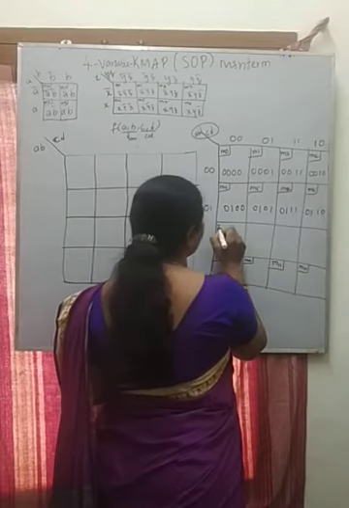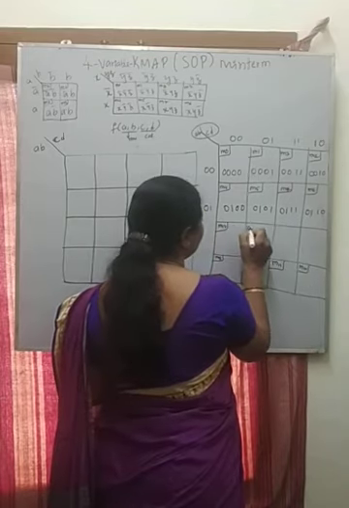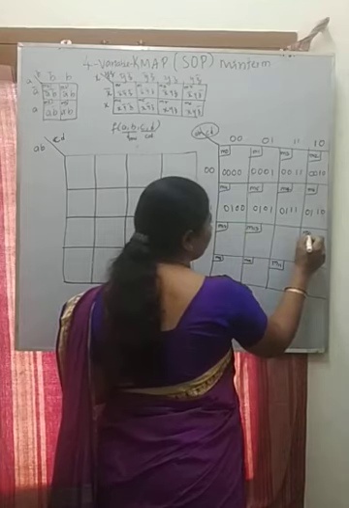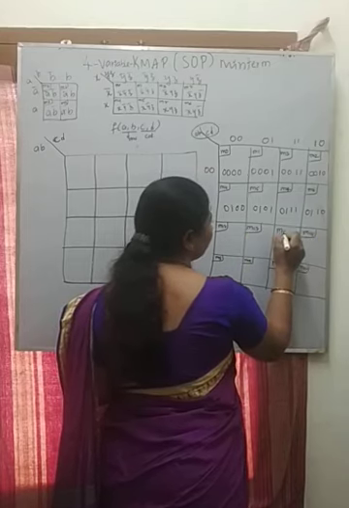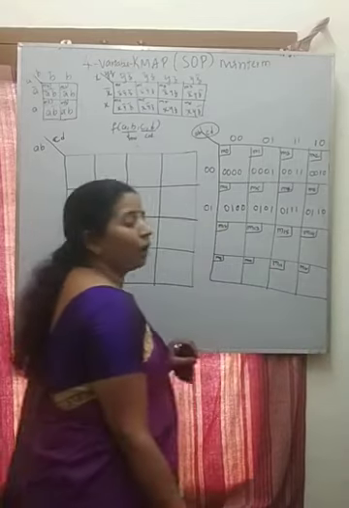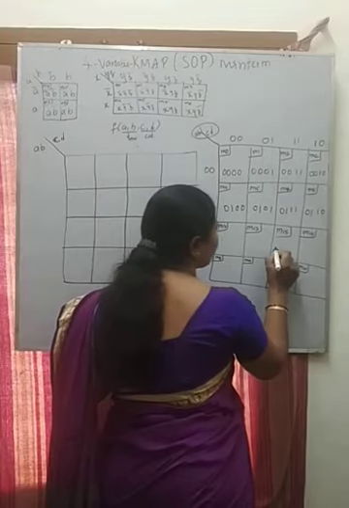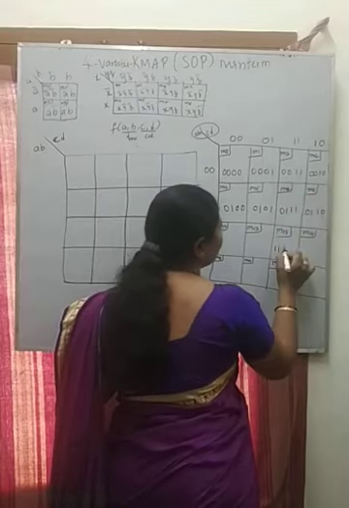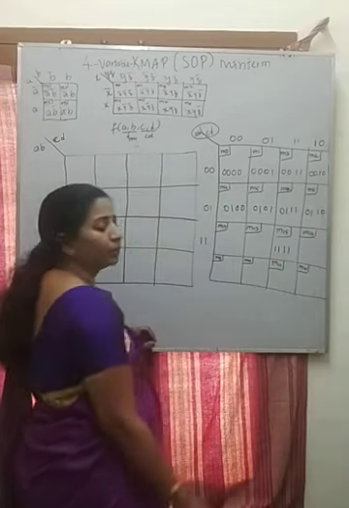So then this is 12, 13, 14, 15. How will I get 15? 1, 1 and 1, 1, right? Then what is this? 1, 1.